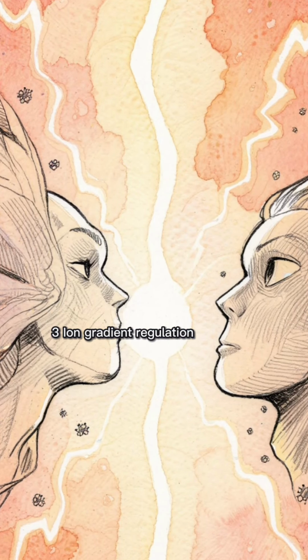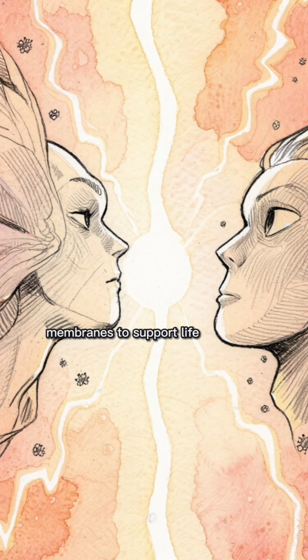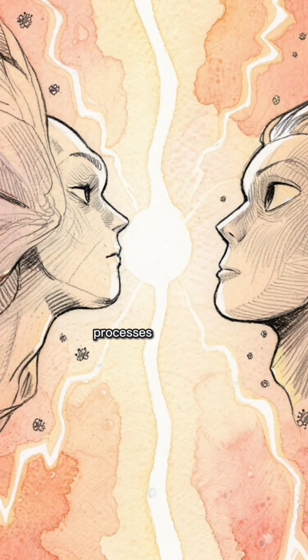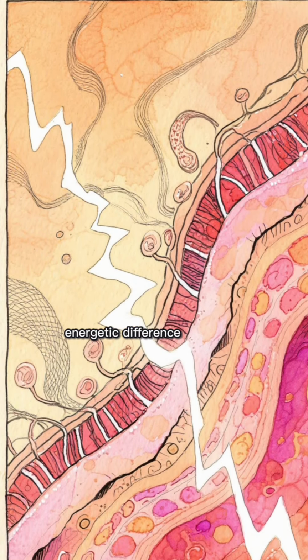3. Ion gradient regulation. Cells maintain electrical and chemical gradients across membranes to support life processes. Self is sustained through constant energetic difference.